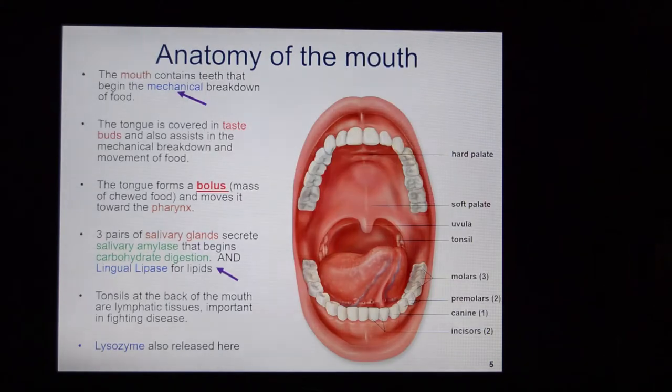I'm happy with that. Let's go here. So let's start at the top and work our way down. The mouth. The mouth contains teeth that help us mechanically break down food. So the initial mechanical breakdown of food is done in the mouth by the teeth.